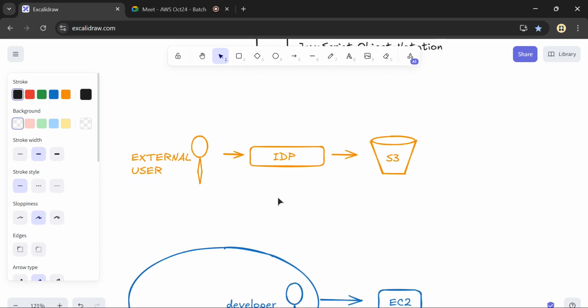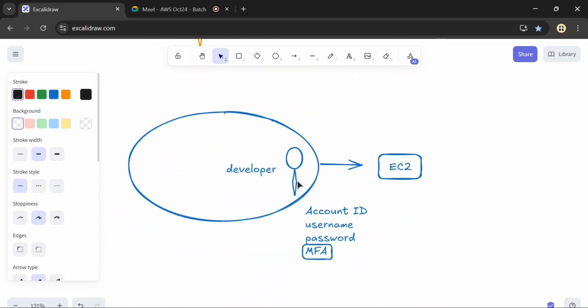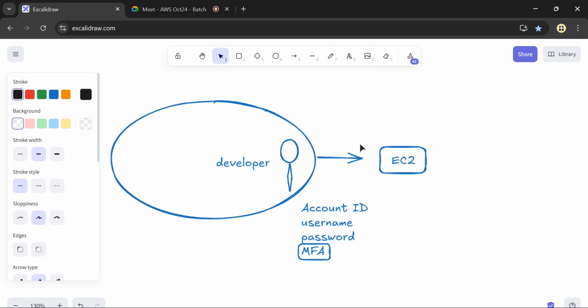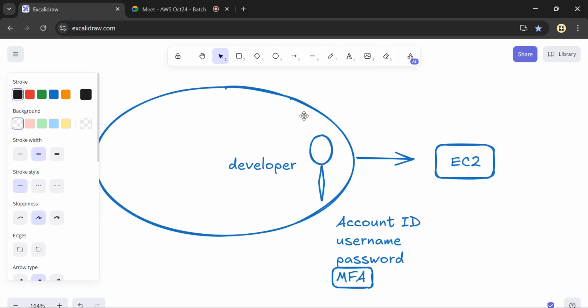Then we had discussed IDP, that is identity providers. After that, we had created a user with the name developer, and we had given the user different access. First we gave the user EC2 access, and he was not able to access other services, and later on we added the admin access, and this developer was able to access other services, right?